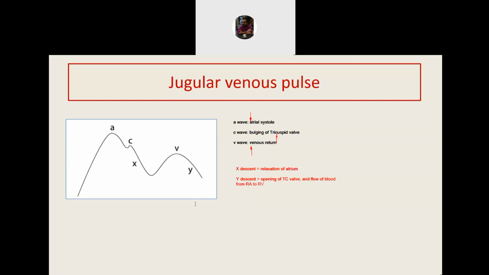So as the blood decreases, the pressure decreases. So this uprise is due to atrial systole. This fall is due to atrial relaxation. In the interim period, the sudden rise is due to bulging of the tricuspid valve.